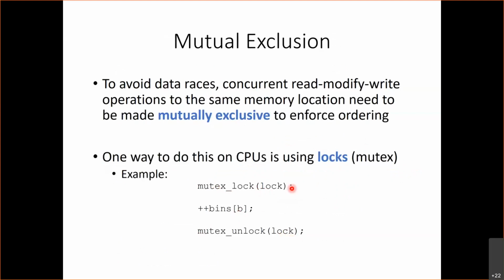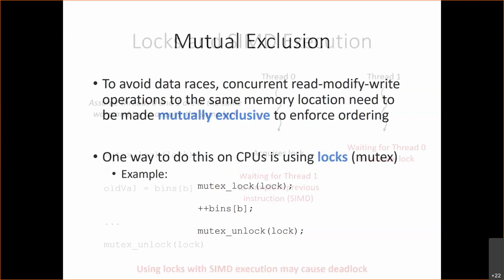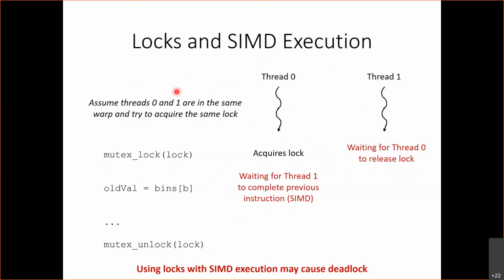But we said that the problem with doing locking on the GPU is that whenever we mix locks with SIMD, we can cause deadlock. So for example, if thread 0 and thread 1 are in the same warp and they both try to acquire the same lock, one thread acquires the lock and thread 1 cannot acquire the lock. So thread 1 sits there waiting on this mutex lock operation for thread 0 to get the lock, but then thread 0 can't proceed because thread 0 is in the same warp and it's waiting for thread 1 to acquire the lock so that they can both proceed together.